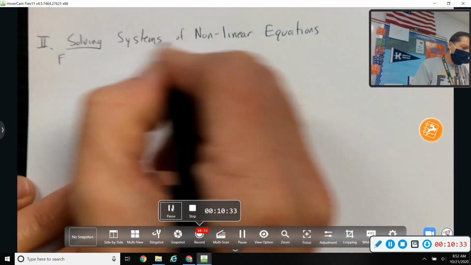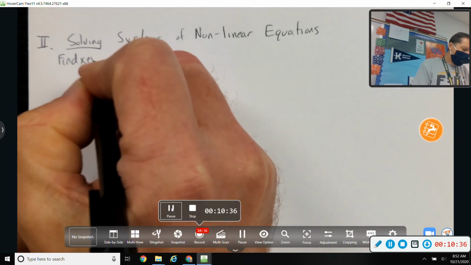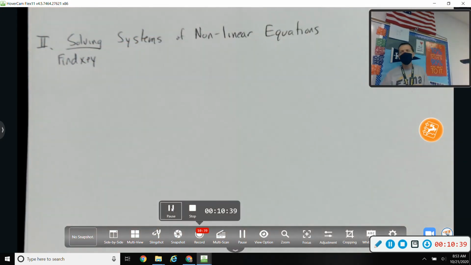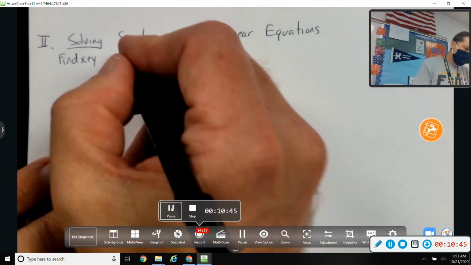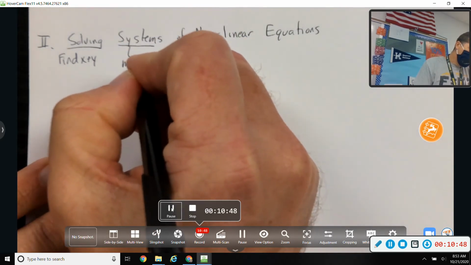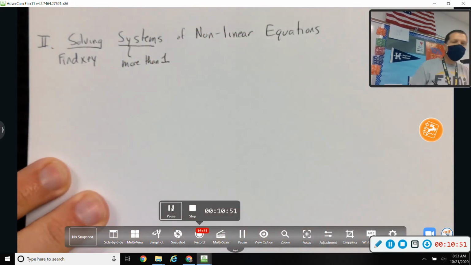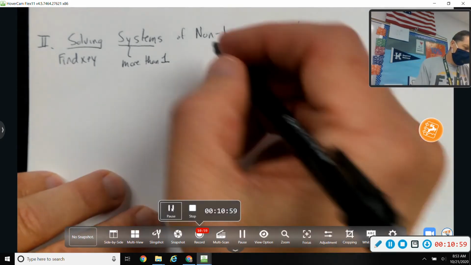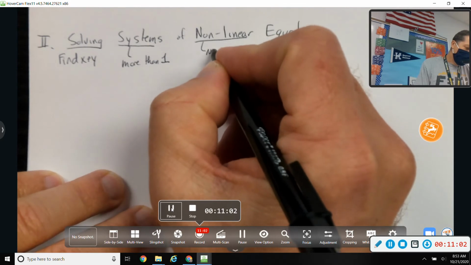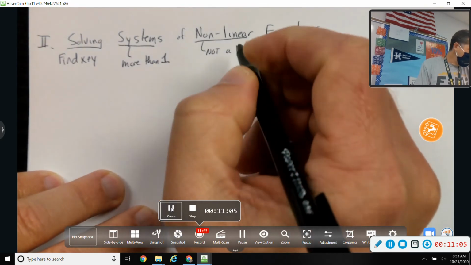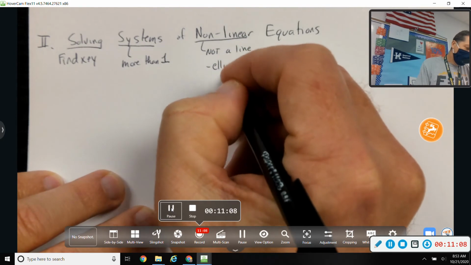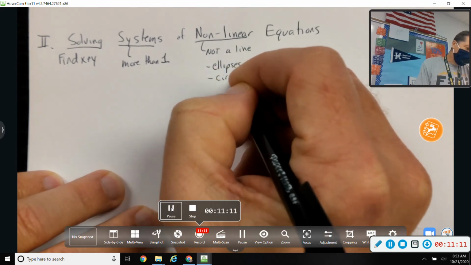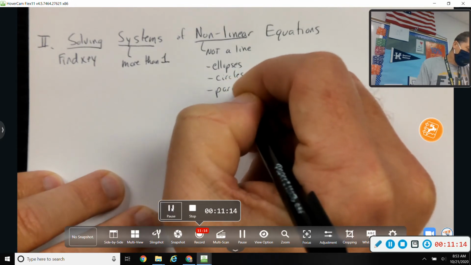Solving, we're just going to go word by word here. Solving means find x and y. So your answer needs to be x equals 7 and y equals 3, or whatever you get. Systems means more than one. So this isn't just one equation, it's more than one equation. For us it'll be 2, but in theory you could have 3 or 4 that you had to mess with. Nonlinear, well, that means not a line. So things like ellipses, circles, parabolas, hyperbolas, the things we've been working on.